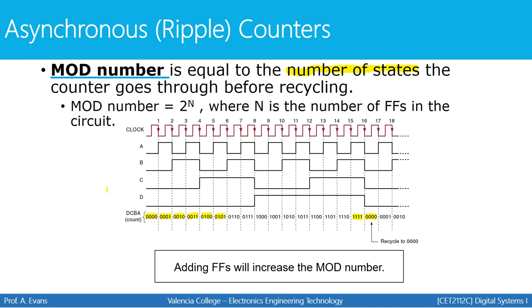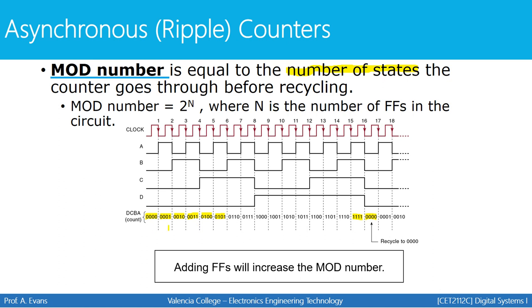The counter counts up to 15, but how many individual states does it have? It has 16 states because 0 counts as a state. So we have 0, 1, 2, 3, 4, 5. Each one of these states counts as a state. So when you're considering the mod number, you'll count each one of these states as part of that mod number.